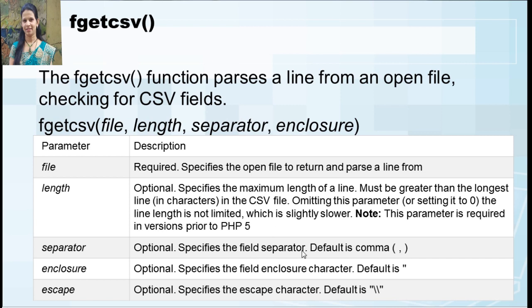Then the separator specifies the field separator. The default is comma, so you can use comma as a separator. Enclosure specifies the field enclosure character. You use a double quote as the enclosure, so you can use this. There is one more, escape, which means you are using different escape characters, so you can specify this also. But the only required parameter is the file, and all these other things are optional.